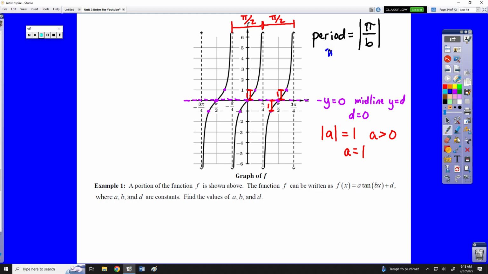Our period would be pi over 2, which is equivalent to the absolute value of pi over b. And if we look at that, we can very quickly see that b is 2. So there we have it. Our a value is positive 1, our b value is positive 2, and our d value, for example 1, is 0.